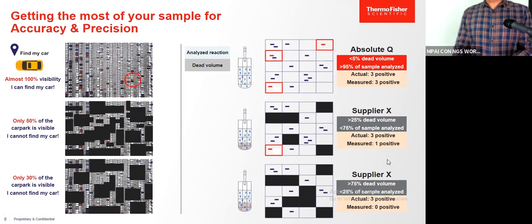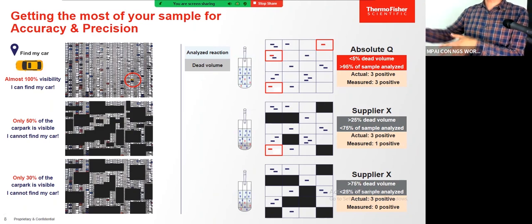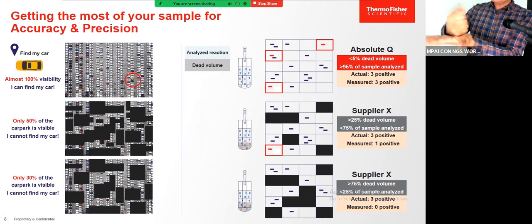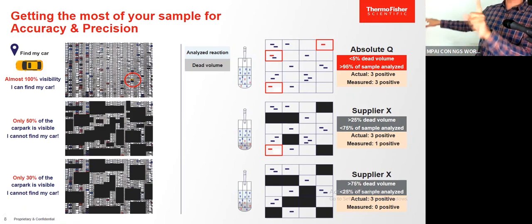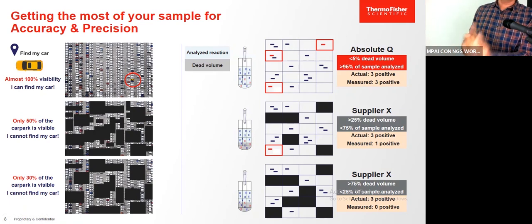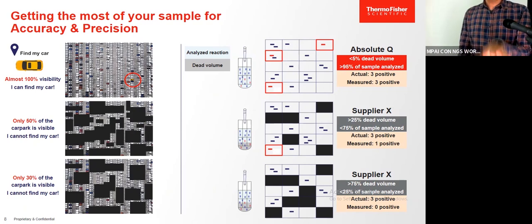But suppose supplier X is providing a system where the dead volume is almost more than 25%, which means how much you're loading versus how much of that is going to participate, the probability is that probably one of the mutant molecules will be compartmentalized. So the fact is that there are 3 mutant molecules, not 1, but the report will say that there is only 1 mutant molecule. And if this increases further, then you may not get any mutant molecule in these kind of low sensitive detections. So this is where the dead volume plays a very crucial role when we're talking about these kind of samples.